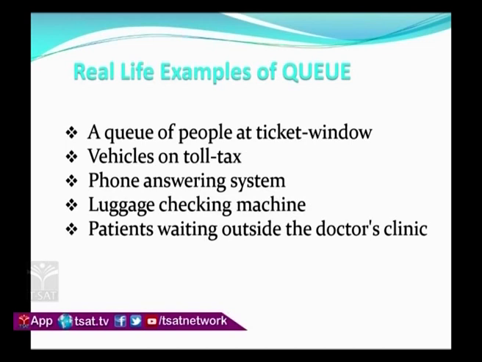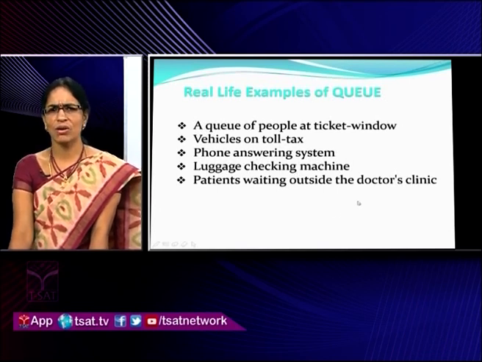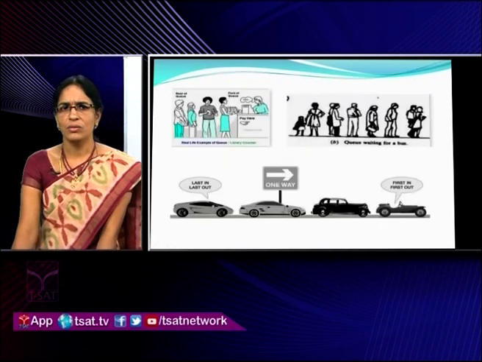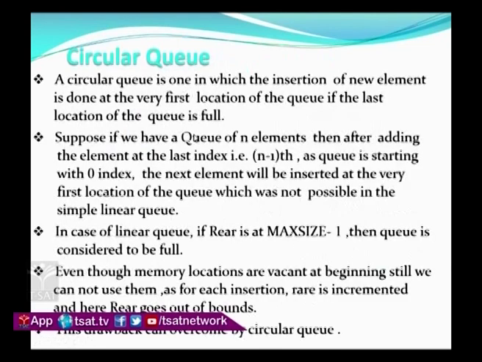And these are the real life examples: a queue of people at a ticket window, vehicles at a toll tax, a phone answering system, luggage checking machines. So these are all real life queue examples. Now, these are images in the library. The person who comes first, the librarian gives books to that person first. This is waiting for a bus, and this is at a toll plaza. Like that, these are all images for queue.